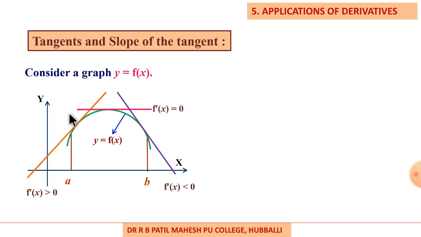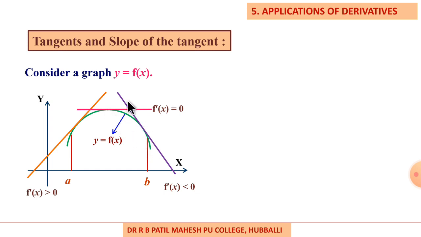See here, the value of the slope of this line is greater than 0. Next, when this line is parallel to the x-axis, theta will be 0. Tan theta is the formula to calculate the slope of the tangent. If you substitute theta equal to 0, you get f dash of x equal to 0. That is the slope of the tangent.